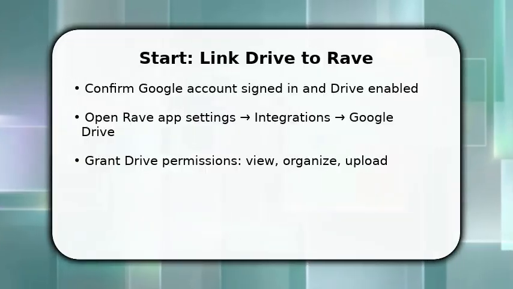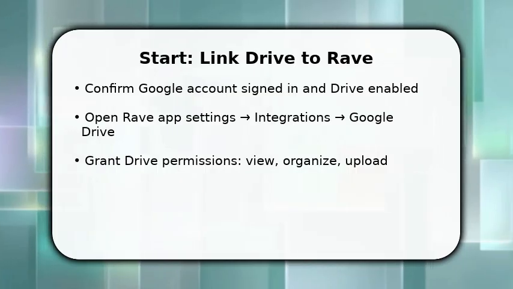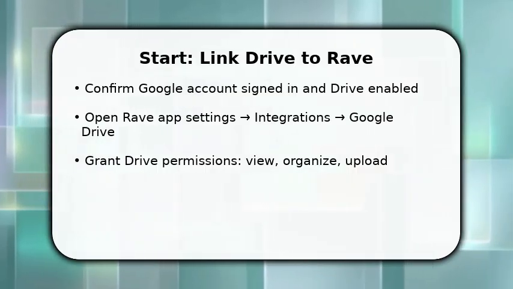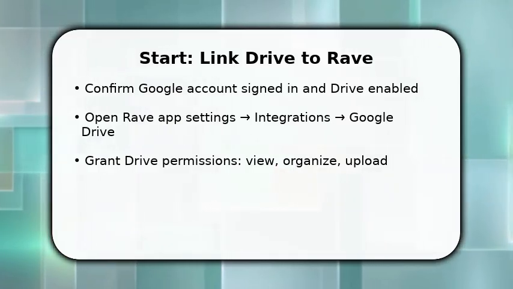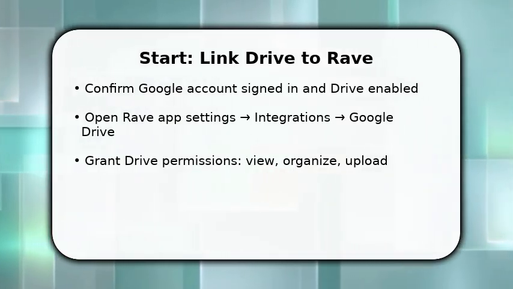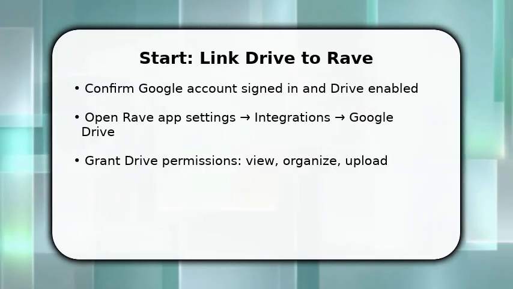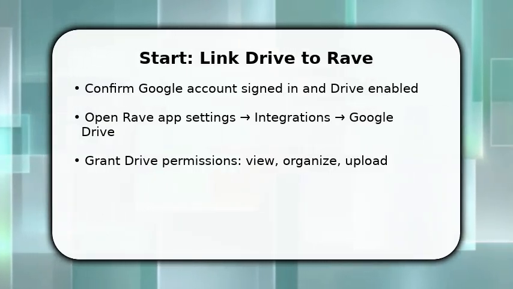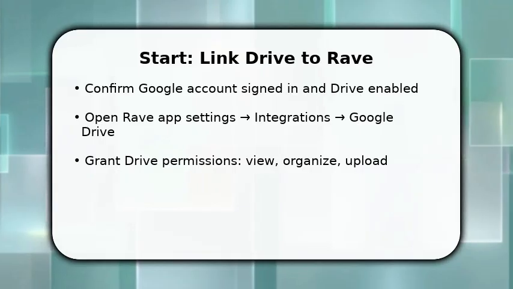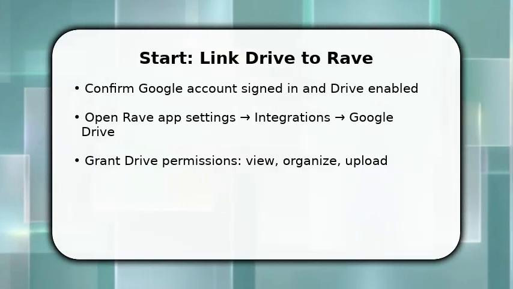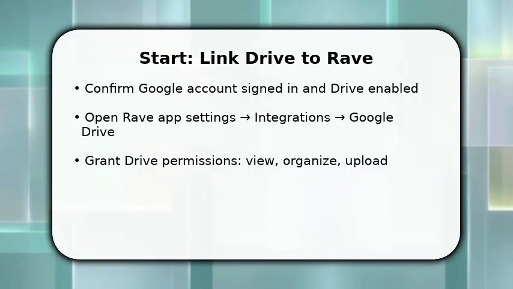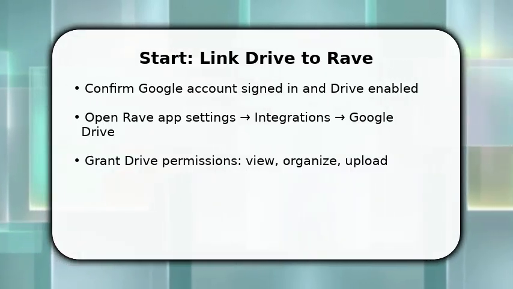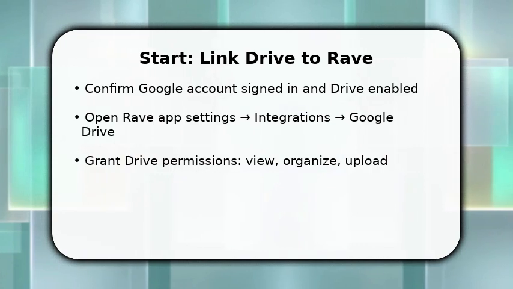You start by signing into the Google account you'll use and enabling Drive access. This lets Rave write and read files. In the Rave app, tap Settings, then Integrations, then Google Drive. Choose the account, accept permissions for viewing and organizing files, and allow uploads. Once done, Rave will show Drive as an available storage option. This initial link creates the secure OAuth connection, so file transfers later are seamless and authorized by you.